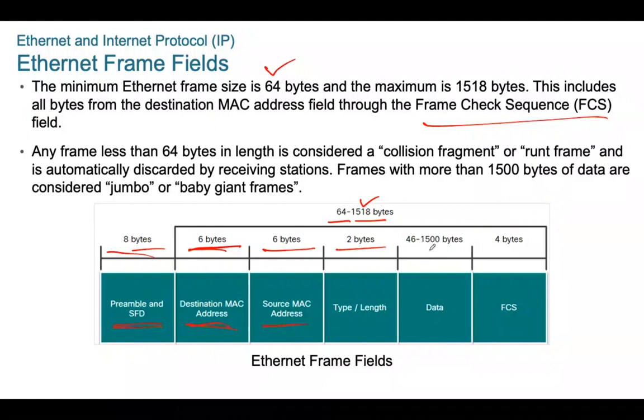Then the next 46 to 1500 bytes are used for your data. So the maximum size of your frame is 1518 bytes. And the last 4 bytes are used for the frame check sequence. So this is the Ethernet frame field. First 8 bytes for the preamble and last 4 bytes for frame checking. So we have the source address, destination address, then what type of message it is, and what the data is, then the check of whether the data is received correctly or not.